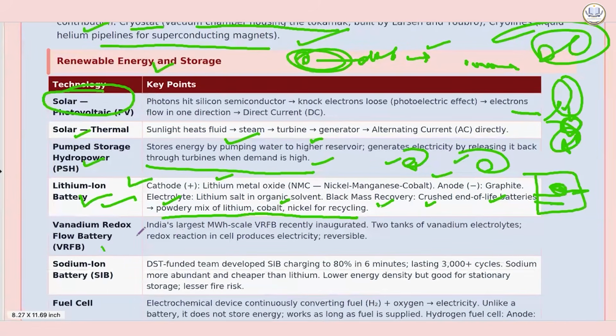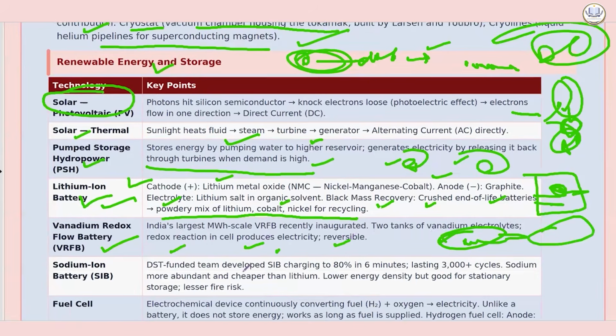Then we have the vanadium redox flow battery. India's largest one was recently inaugurated, with 2 tanks of vanadium electrolytes. A redox reaction in the cell produces electricity, and this reaction is reversible. There are certain reactions which are irreversible.